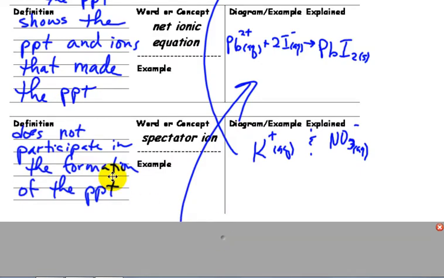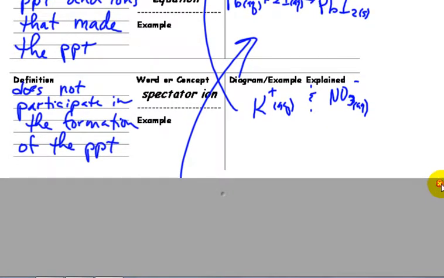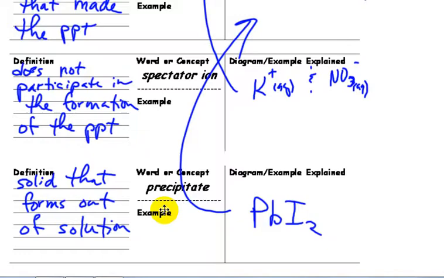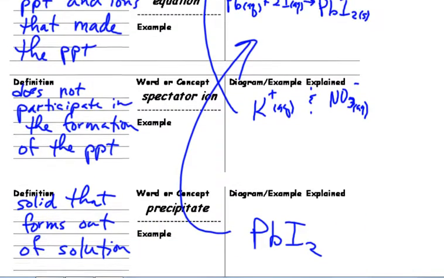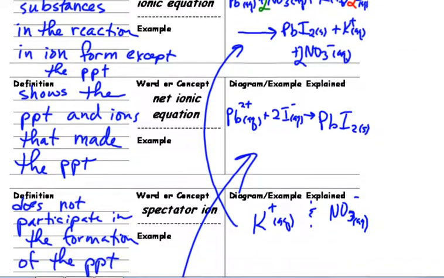Spectator ions, those ions that do not participate in the precipitate formation. So the K+ remained unchanged, the 2 NO3- remained unchanged. Those are the spectator ions. And then lastly, the precipitate, the solid that forms out of solution. So in our case up above, the lead(II) iodide.